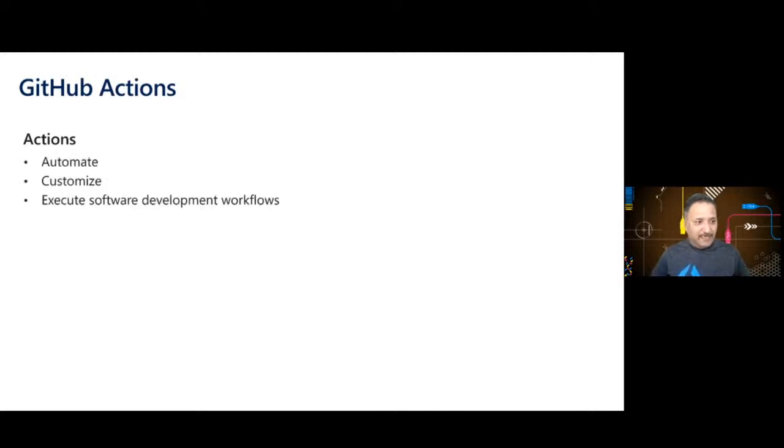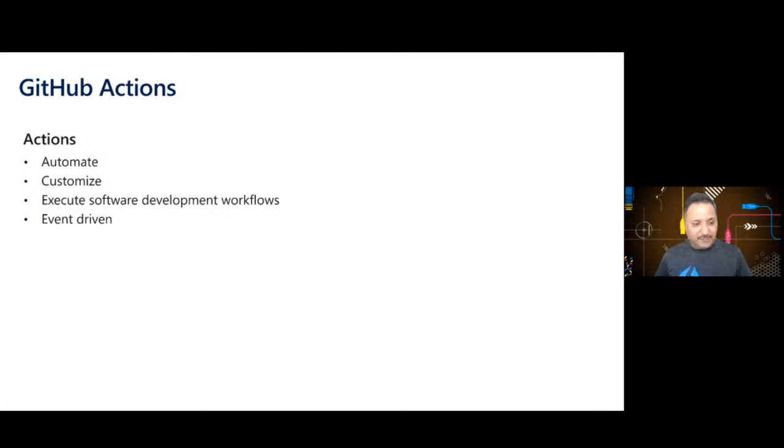To define GitHub Actions, these are automated, these are customizable, and these execute some software development workflows on our repositories. So we have a repository. Let's say I have a project on GitHub and I want to perform some action when something happens. We can use what are called GitHub Actions to perform these automatically. And these are all event driven. So we can define workflows for when something happens.